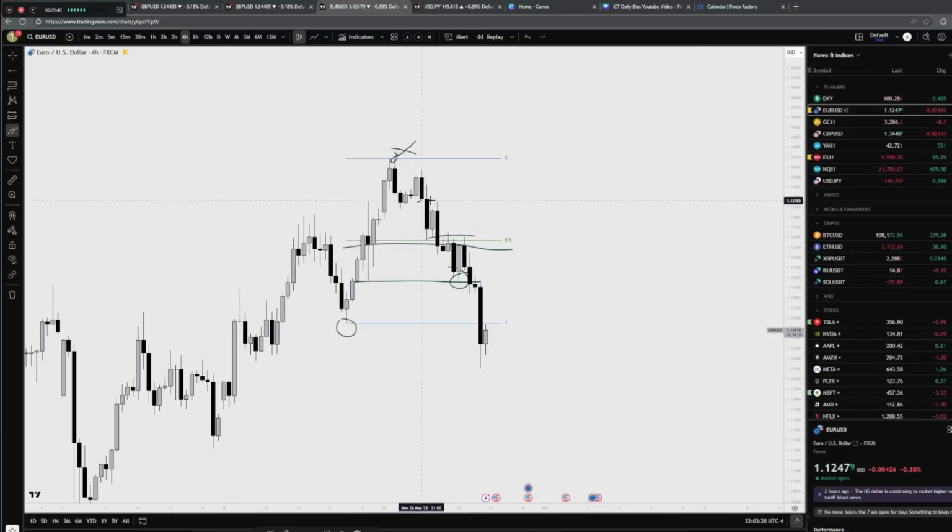Again, maybe a short around here, you could argue that this one would have been okay because we were still around the 50% and we could have traded a little bit deeper into a discount. But that's just a little snippet.